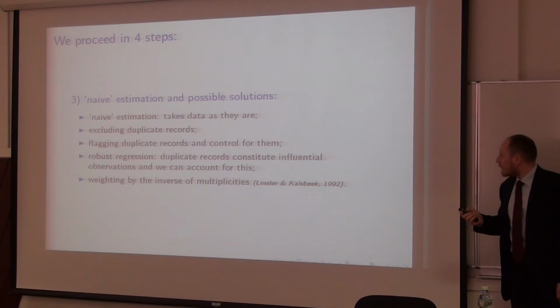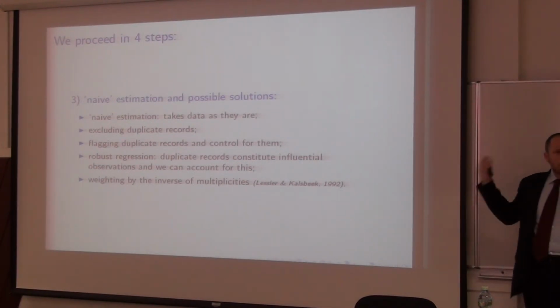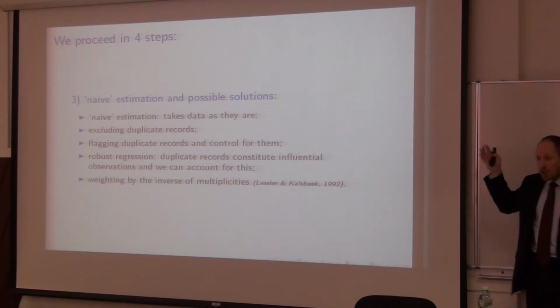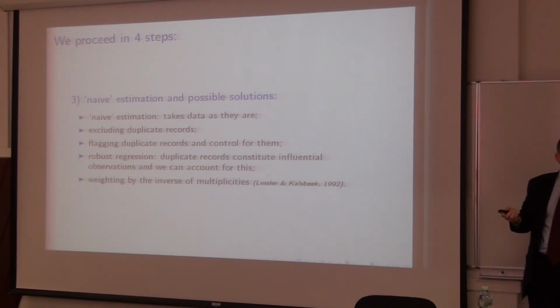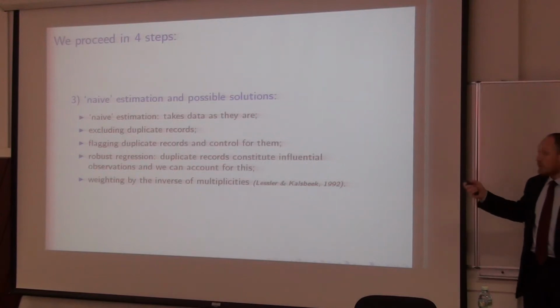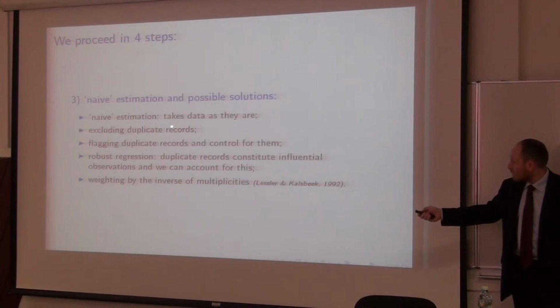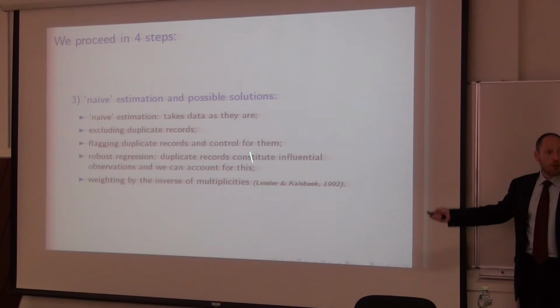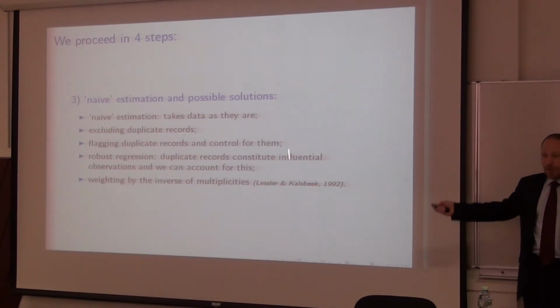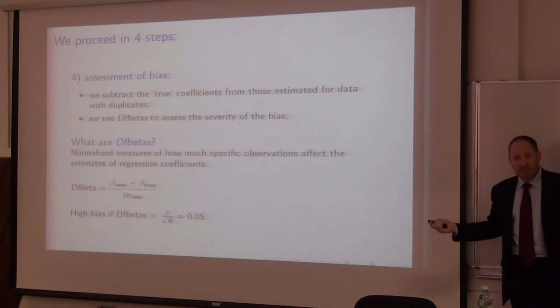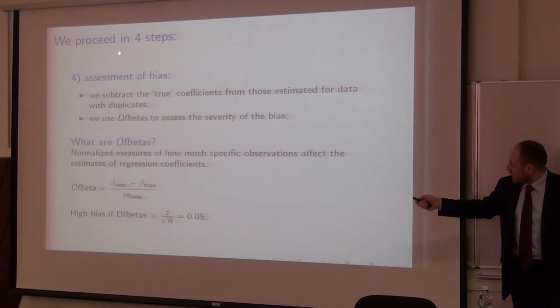Third step, we now have 40,000 datasets, and on each one of these we run our regression. When we run our naive estimation, we drop, we flag, etc. Each time we store our coefficients, and we compare these coefficients with the true ones that we had computed at the beginning. Fourth step, we can assess the error.